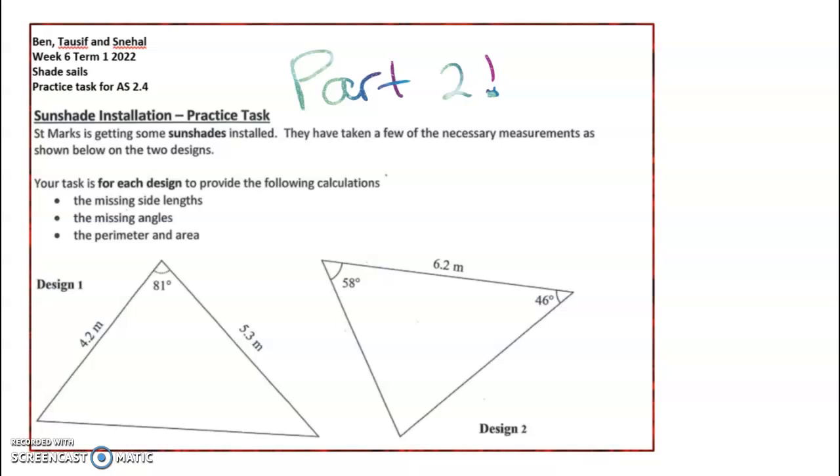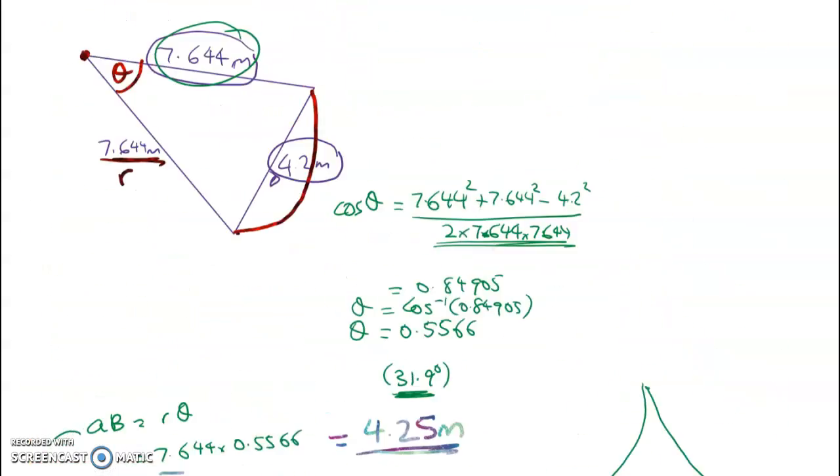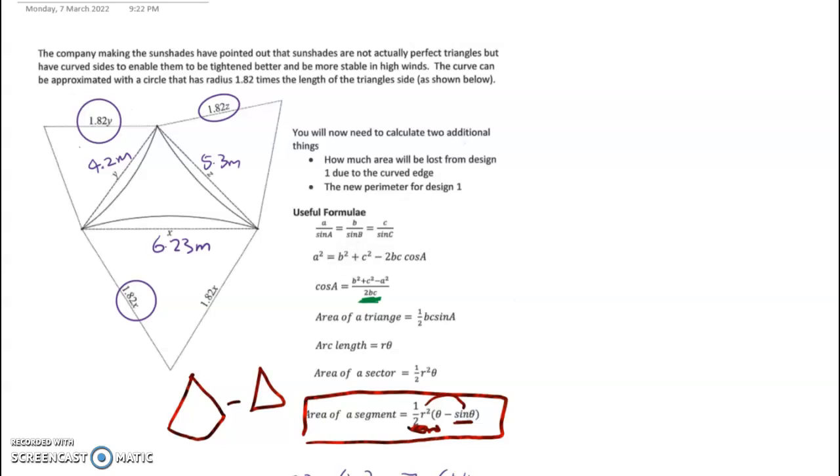I nearly got finished the whole thing, but we're up to the bit where we're finding the lost area from the fact that the shade sails are actually curved bits of fabric and not just triangles. So where I got to is that I'd found this lost area here, and I'd found this curvy length here just about. I hadn't actually finished that calculation.